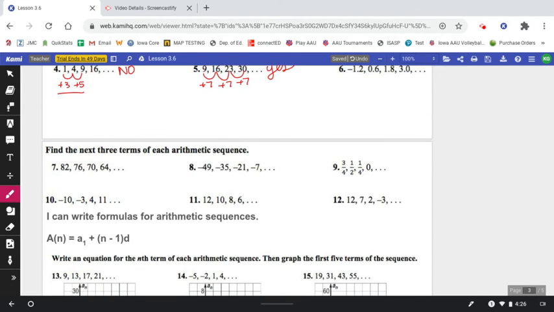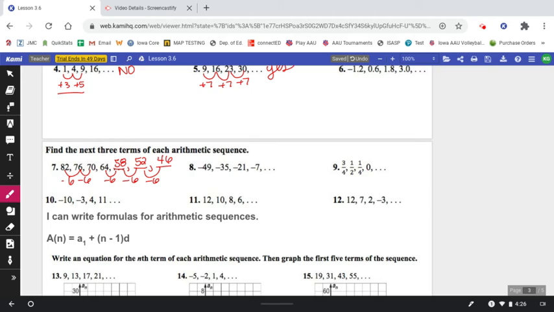After we've determined if it's an arithmetic sequence, our next step would be to find the next three terms. So I already know this is an arithmetic sequence, so I need to find the constant. So to go from 82 to 76 is subtracting 6. 76 to 70 is subtracting 6. So I'm going to continue the pattern. So 64 minus 6 is 58. 58 minus 6 is 52. And 52 minus 6 is 46.